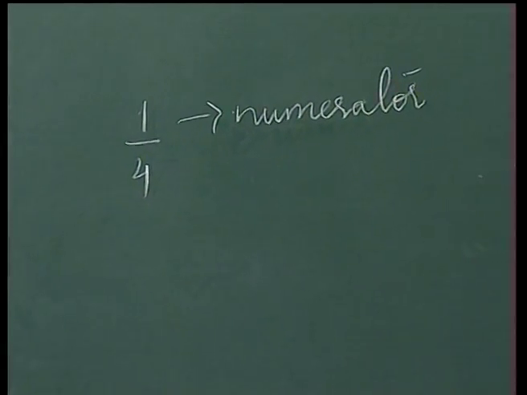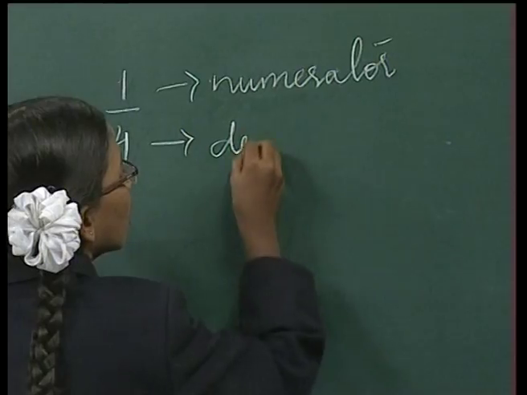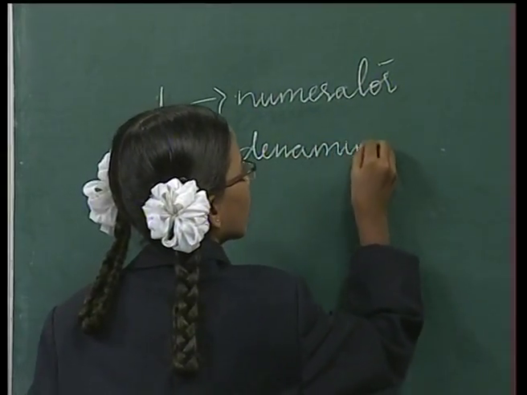Next one is denominator. Friends, what is denominator? Yes, denominator is lower part of the fraction, and it is the number of equal parts and it is called denominator. Here 4 is called denominator.